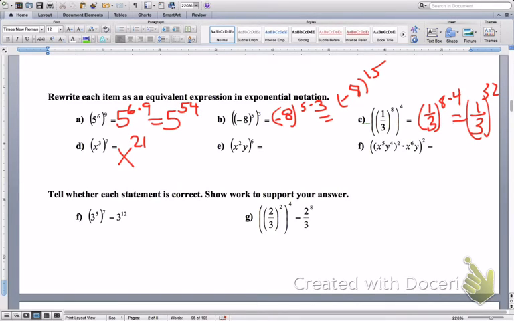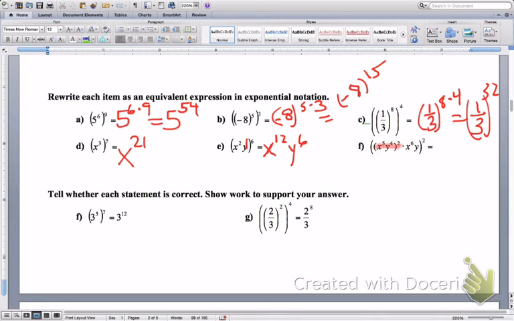Next one, we have x squared y to the 6th power, so that 6 gets given to both of them. So we have x squared times 6, so 2 times 6 is 12. The y has an invisible 1, so it'll be y to the 6th power. Next one, we're going to do the same thing. So we're going to have x to the 5th times, so we got to start, and be careful, we got to start right here.